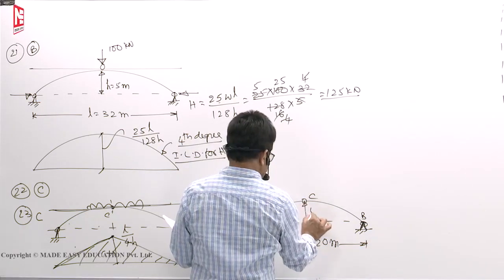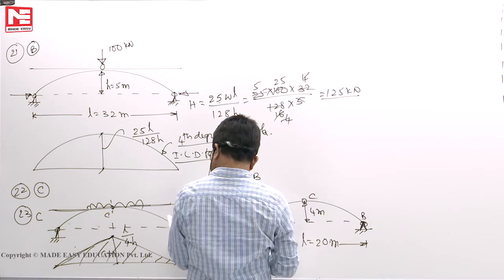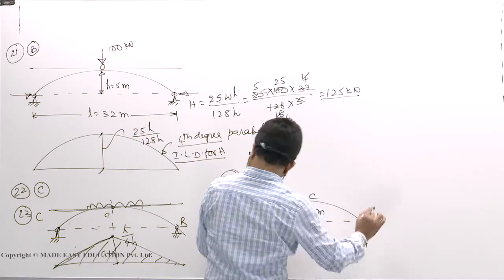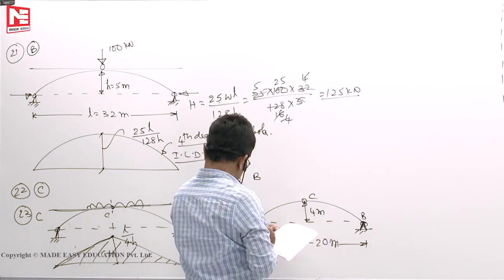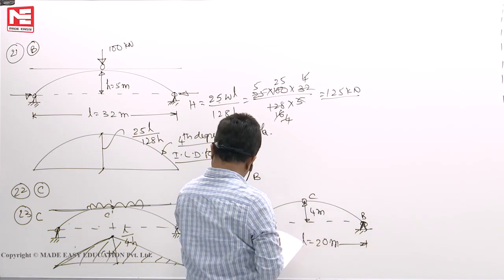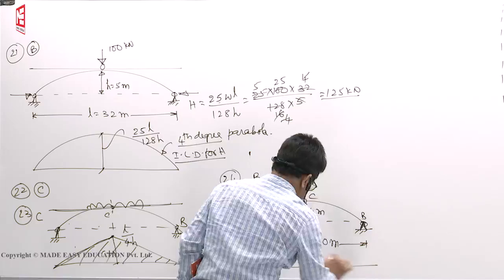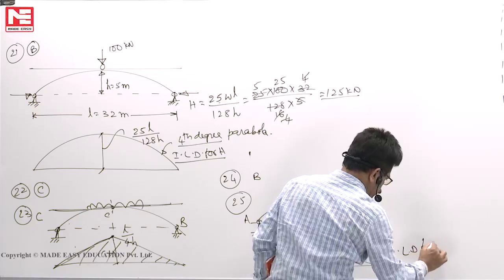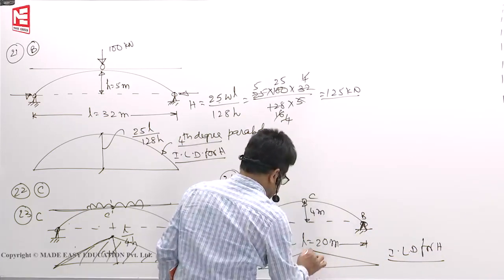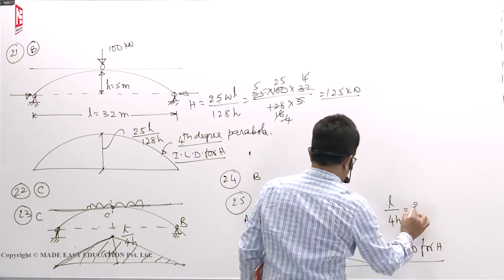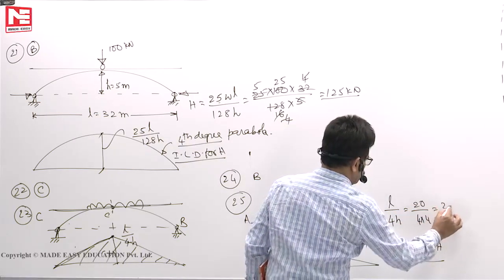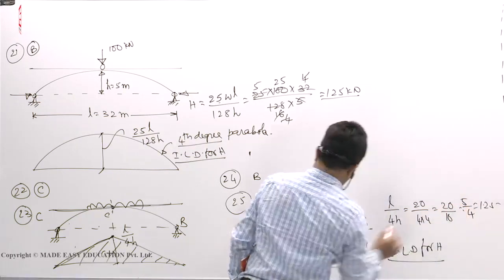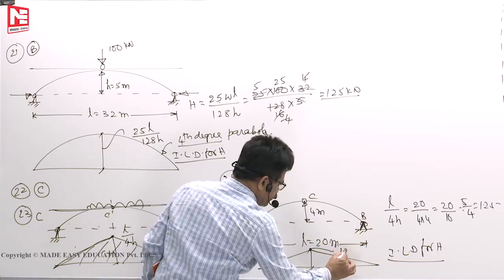Central rise 4 meters. The arch has hinges at the ends and at center. A train of two point loads, 20 and 10 kilonewton, 5 meters apart, crosses the arch from left to right with the 20 kN load leading. Maximum horizontal thrust induced at the supports? So L by 4H is the formula. This is ILD for horizontal thrust. What is the height here? L by 4H: L is 20 meters by 4 into H, which is 4. So 20 by 16 means 5 by 4, that means 1.25. So this height here is 1.25.